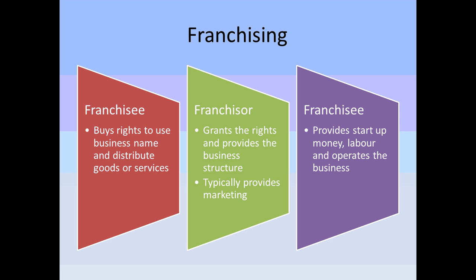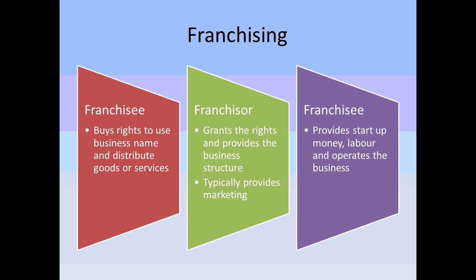They buy the right to use the business name and distribute its goods and services. So with McDonald's, they buy the right to call themselves McDonald's and sell Big Macs and other hamburgers and other associated products. The franchisor, or the person who owns the company, the parent company, grants the rights and provides a business structure to the franchisee. Using the case of McDonald's, they provide guidance and advice on how that business will run. They also typically provide the marketing, as in they do the advertising on behalf of McDonald's. Each store owner locally may do their own marketing if they're running particular specials, things like that.